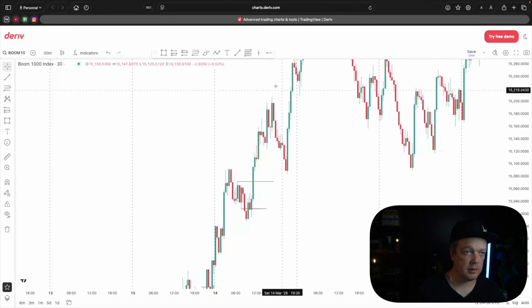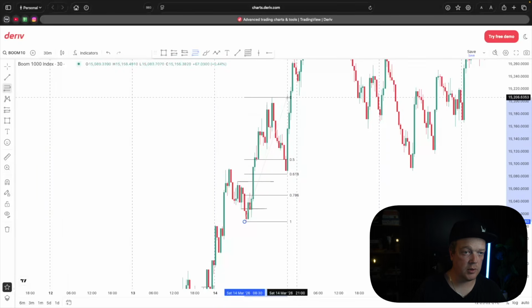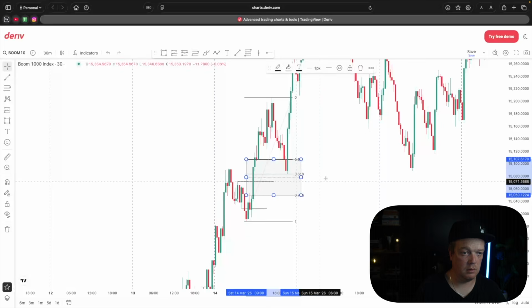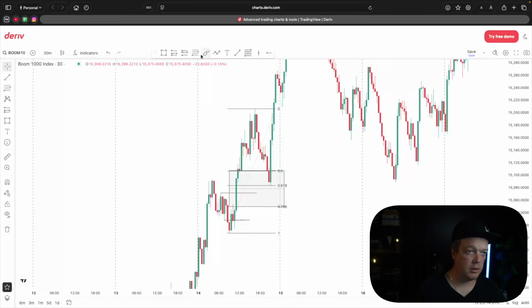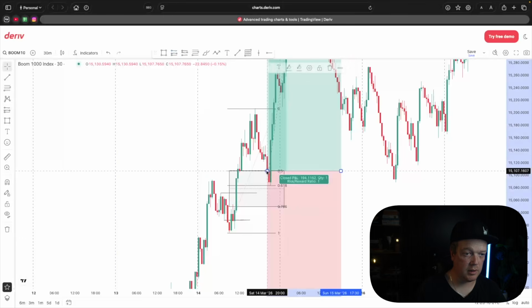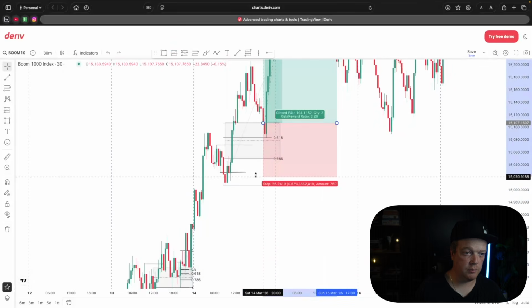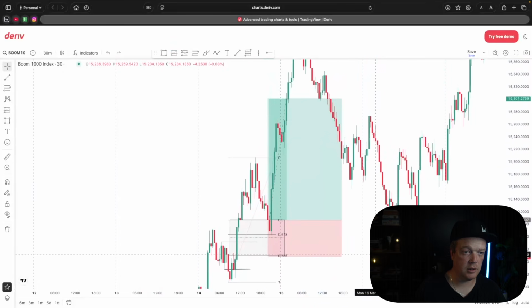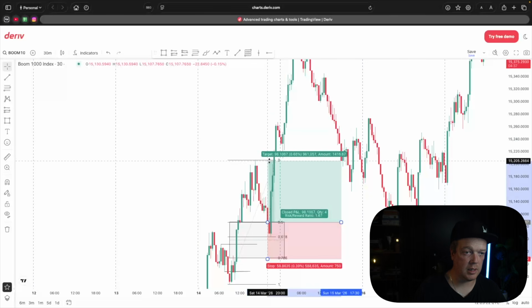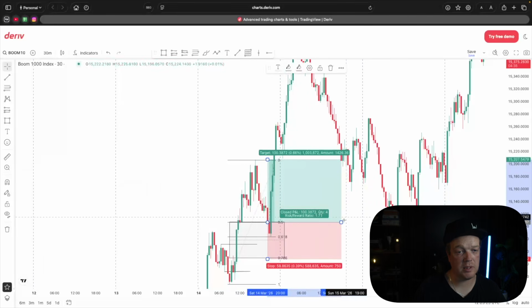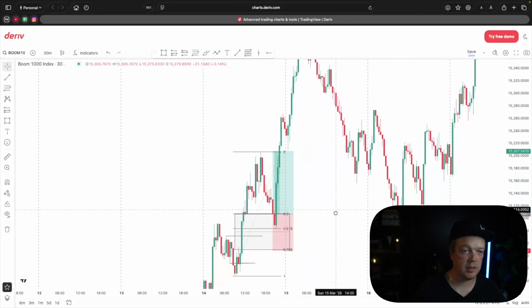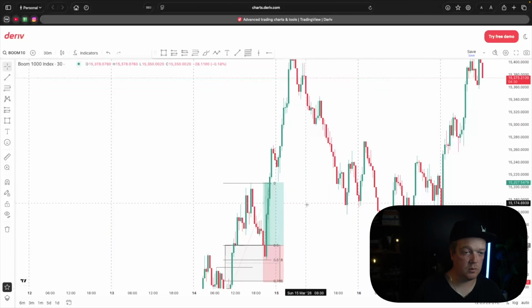Let's see what happens. Let's draw our fib from the lowest point to the highest point right over there. We mark out our zone. You can enter your trade right over there. You can put your stops below this zone, and you can target the high that we marked out, and that's a 1.7 risk to reward trade. And as you can see, price went all the way up.